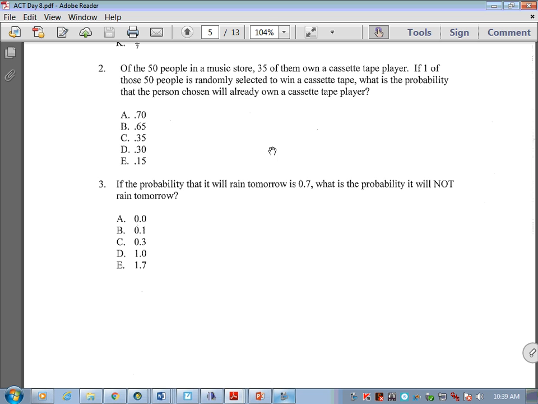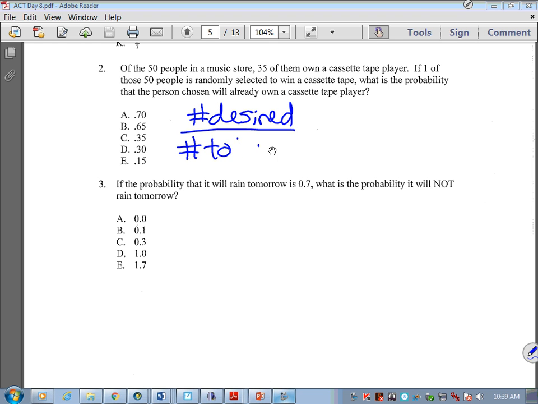Of the 50 people, okay, so let's start off with this. Probability is number desired over number total. So if we start off with that, we'll understand. Of the 50 people in a music store, 35 of them own a cassette tape player. If one of those 50 people is randomly selected to win a cassette tape, what's the probability that the person chosen will already own a cassette player?